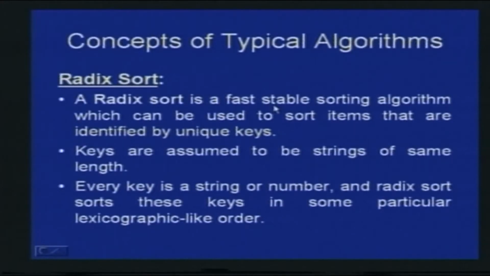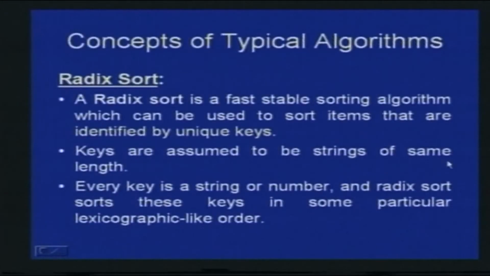Next you have what is called a radix sort. A radix sort is a fast stable sorting algorithm which can be used to sort items that are identified by unique keys. What unique keys means is, there are no duplicates allowed. Keys are assumed to be strings of the same length, and every key is a string or a number, and the radix sort sorts these keys in some particular lexicographic-like order. So we are assuming say characters, it could be names, or localities, or numbers, or whatever it is, it does it in a lexicographic-like order.